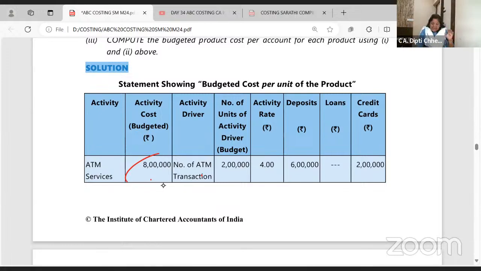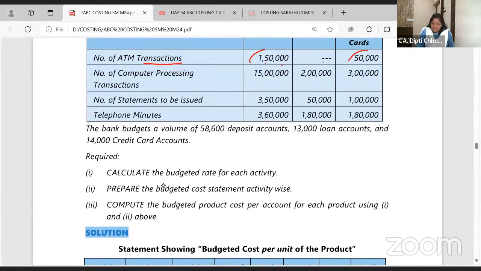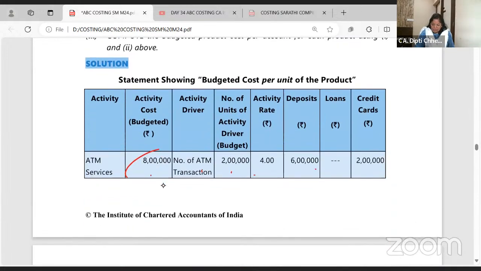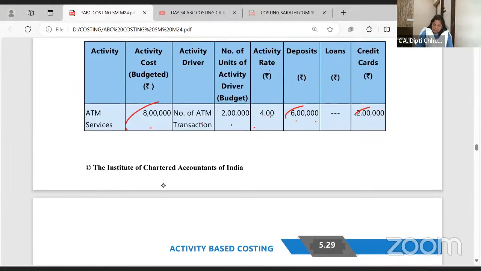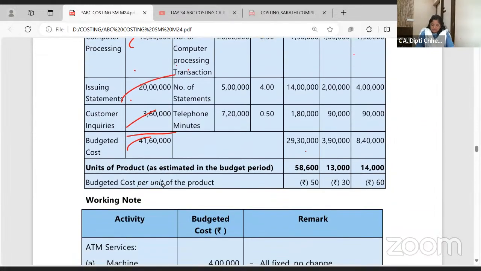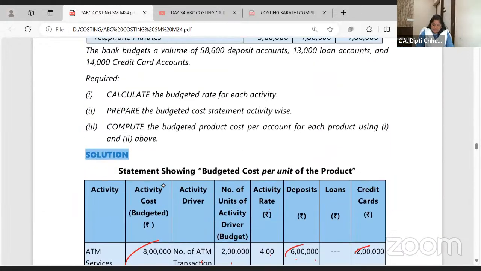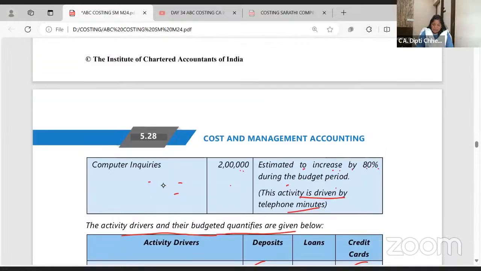What is here? 8 lakh is the ATM service cost. Divide by 2 lakh transactions. How many transactions are there here? 150 and 50. So according to that, 4 per transaction you have to charge. Loan mein kuch bhi charge mat karo. Computer processing, same way, just divide, you will get the cost. And so this is the cost of your deposits and all.